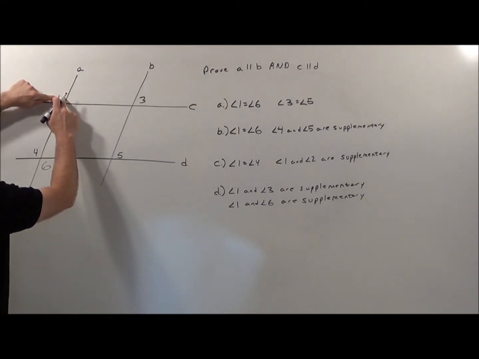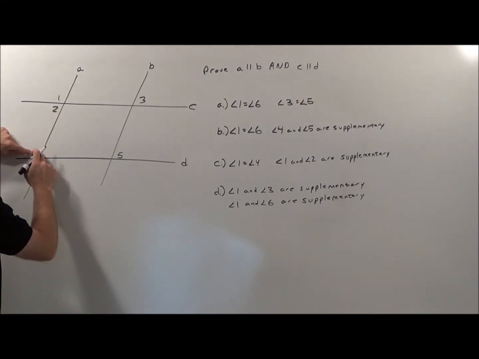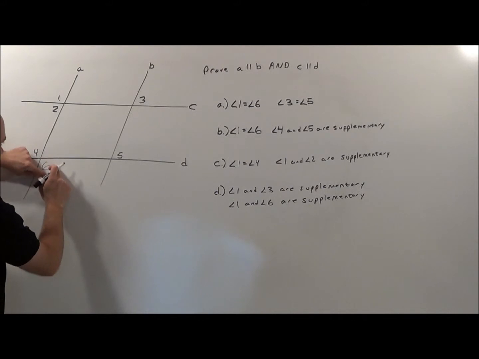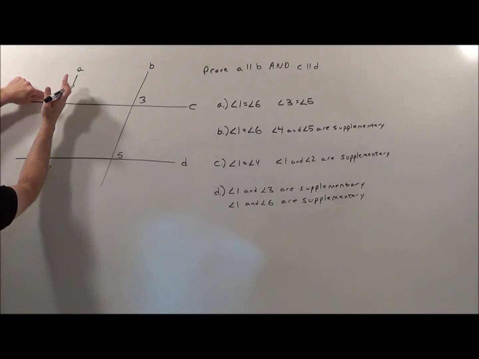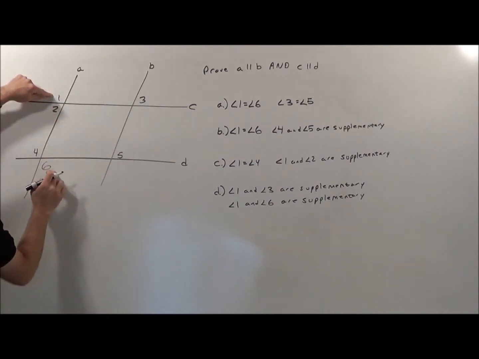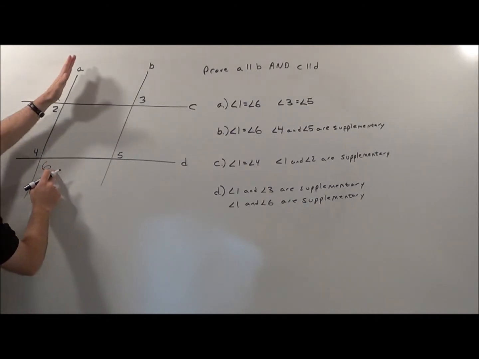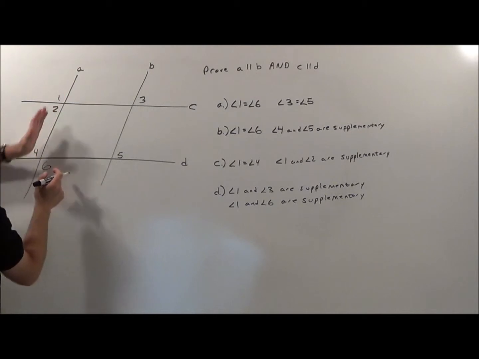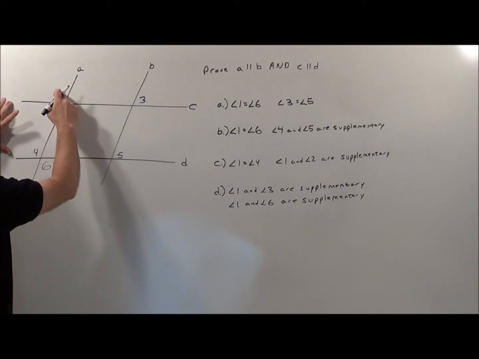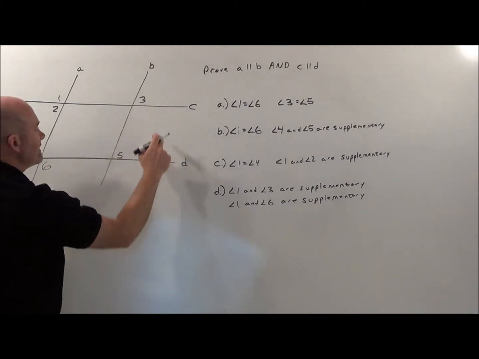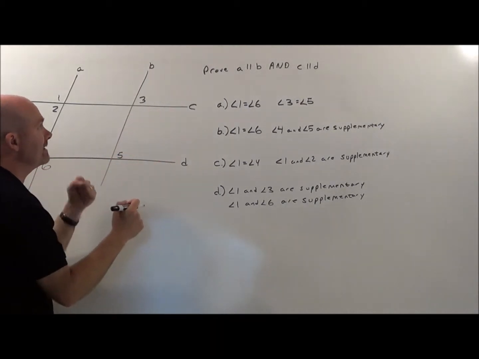Now notice angle 1 corresponds to 4, and 4 is the vertical angle to 6. So these are called alternate, because they're on the alternating sides of the transversal, exterior angles. And if your alternate exteriors are equal, then you've proven that the two lines the transversal is going through, in this case C and D, are parallel. So 1 equaling 6 will prove that C is parallel to D. So that takes care of one piece.